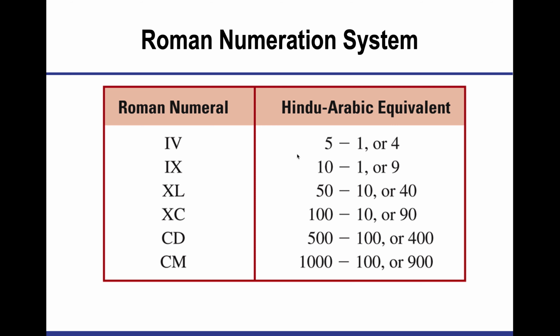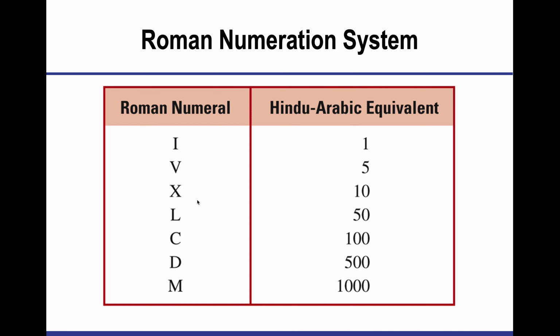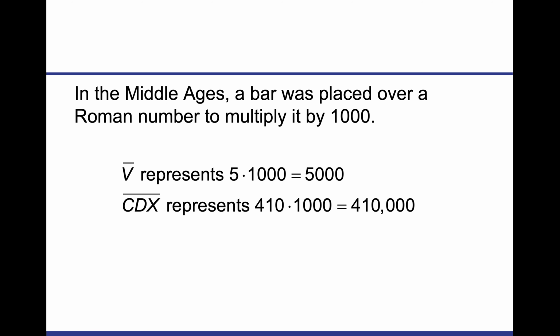So IV is 5 minus 1 or 4. If I wanted to do VI, that would be 6, because that would be 1 plus 5. So that's where that's coming from there.